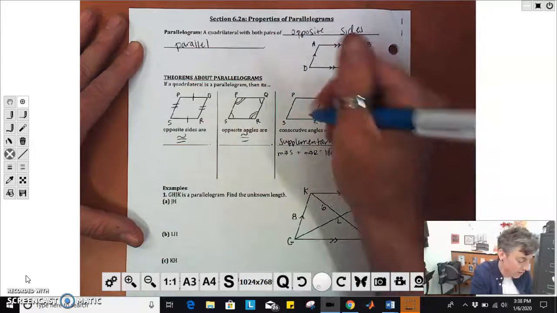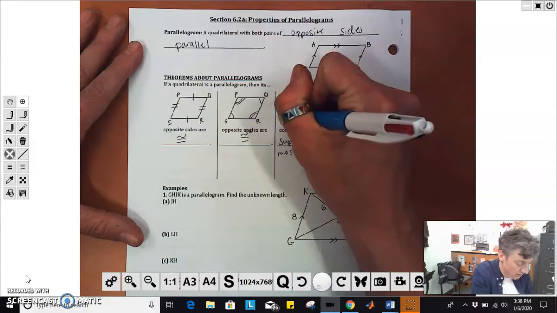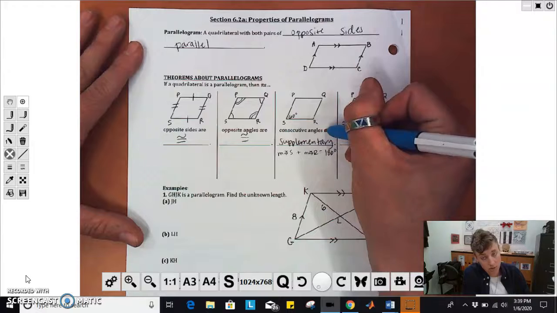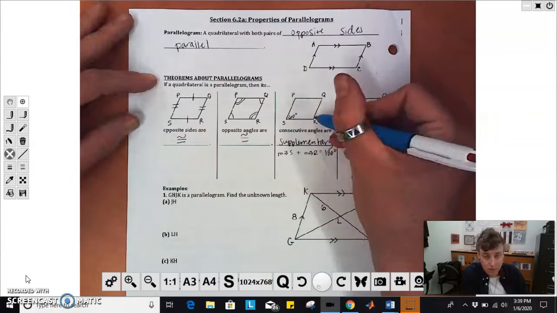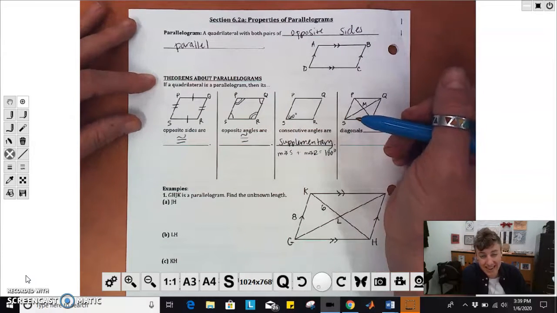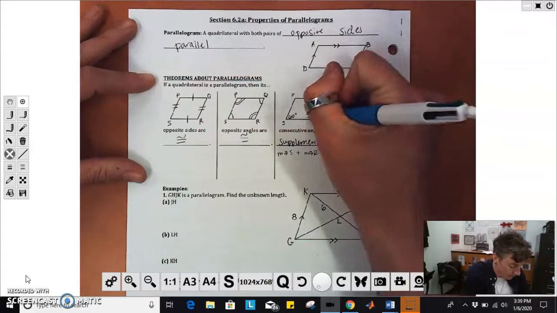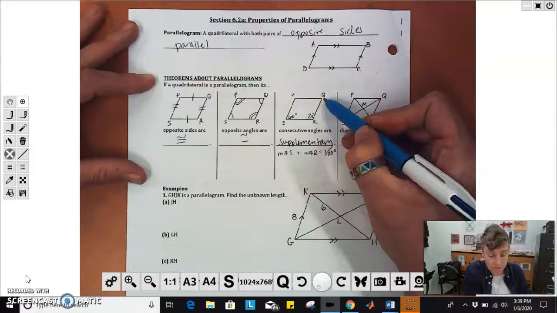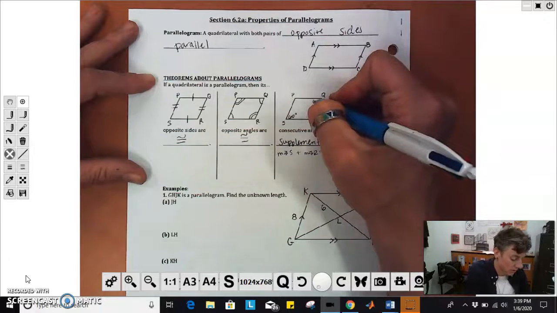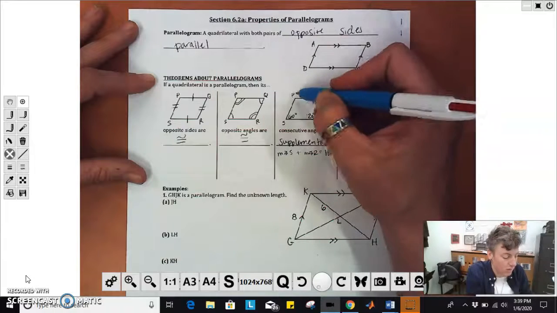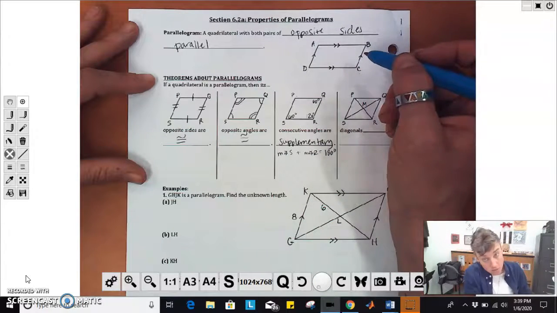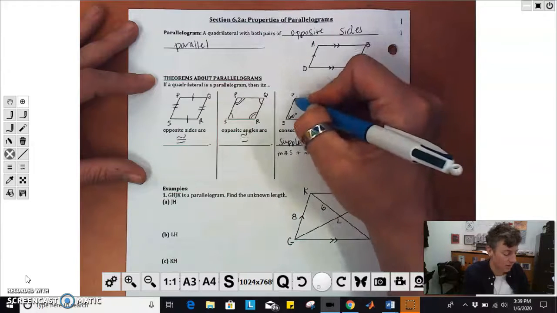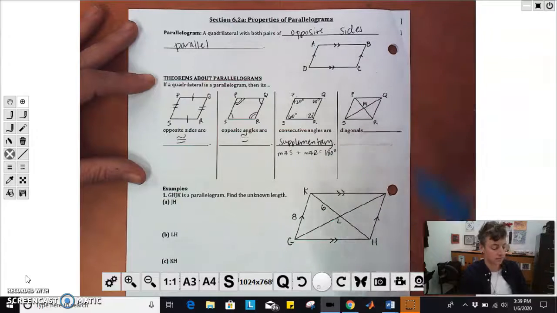So let's give them a number here. For funsies, let's say that's 60 degrees. So if S and R are consecutive angles, which they are, and they're supplementary because it's a parallelogram, what's R going to be? Well, 60 plus what is 180? 120. Well, R and Q are consecutive, so they're also supplementary. So Q is going to be 60 degrees. And Q and P are also consecutive, so they're also supplementary. So Q plus P is 180, so Q is 60, P is going to have to be 120 degrees. Pretty cool.